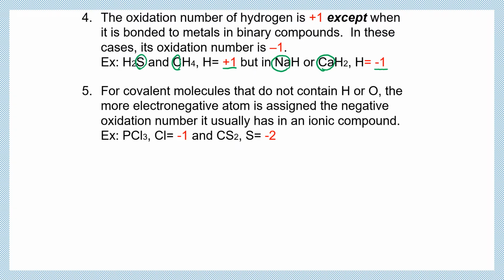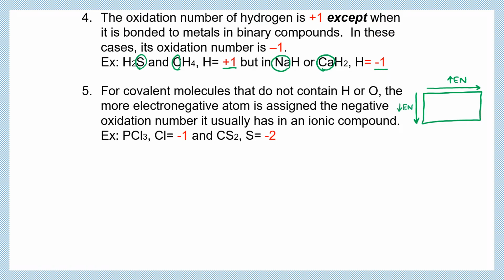Number 5: for covalent molecules that do not contain hydrogen or oxygen, the more electronegative atom is assigned the negative oxidation number it usually has in an ionic compound. Let's remind ourselves of the electronegativity trend. As we go from left to right, electronegativity increases. And from top to bottom, electronegativity decreases.